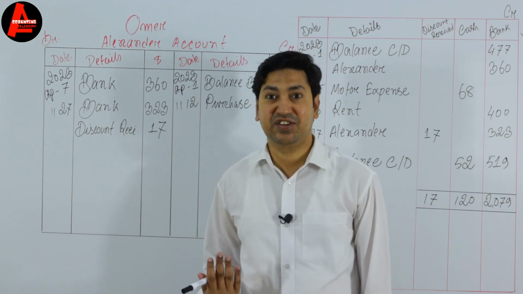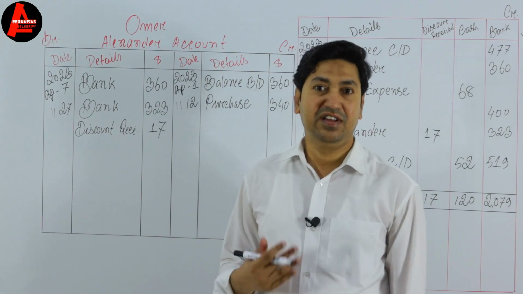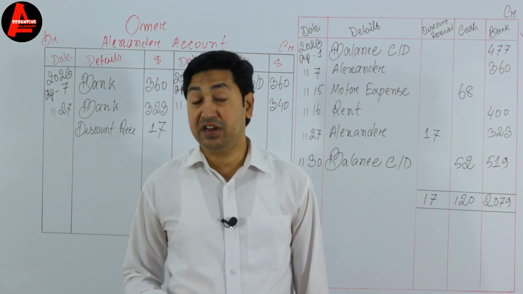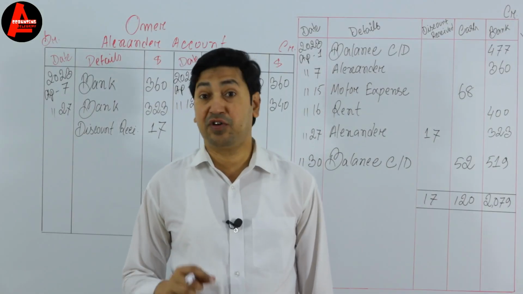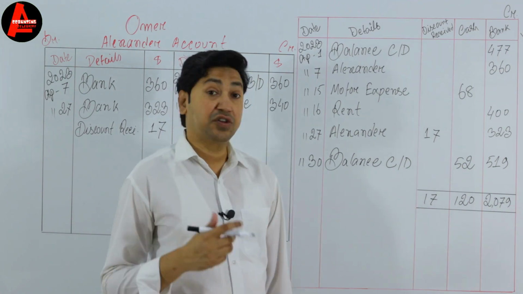This transaction is very common in the exam paper. I hope you understood how we recorded it. If you don't understand, watch this video once, twice. It will be very clear for you. Then we have here the 28th, purchased goods $235 on credit from Alexander. Same transaction we had before. Purchase goods on credit, this transaction is given for the cash book question, but it is not related to the cash book, so we skipped it.